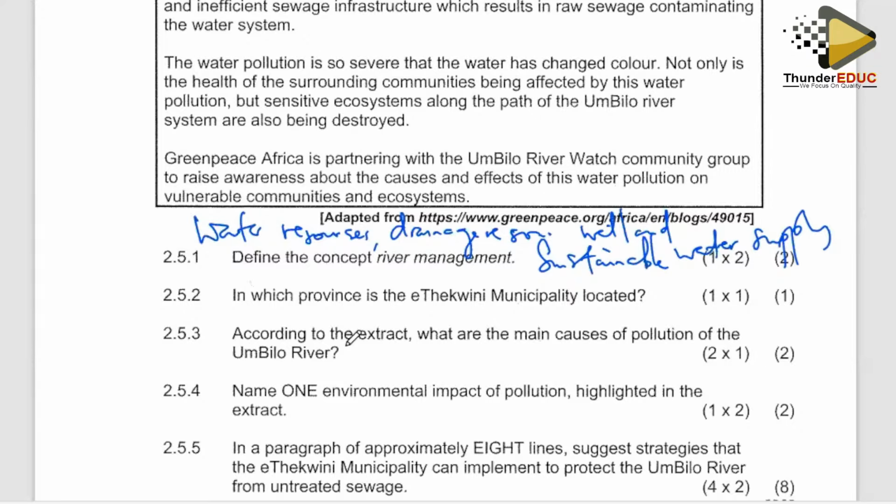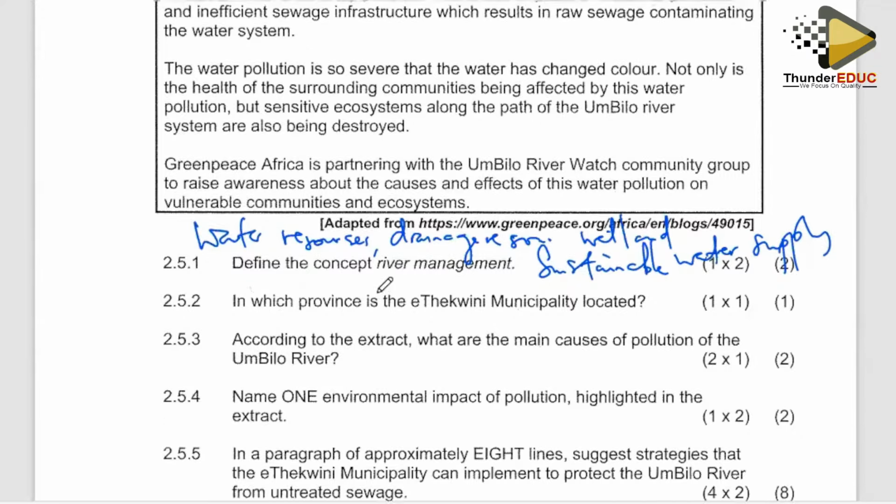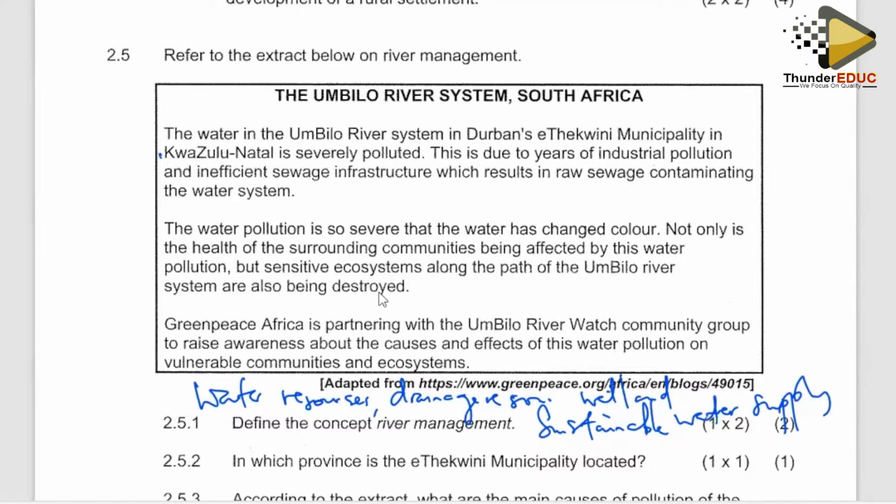In which province is the eThekwini municipality? That is an extraction question, it is in KZN. Our answer is here.